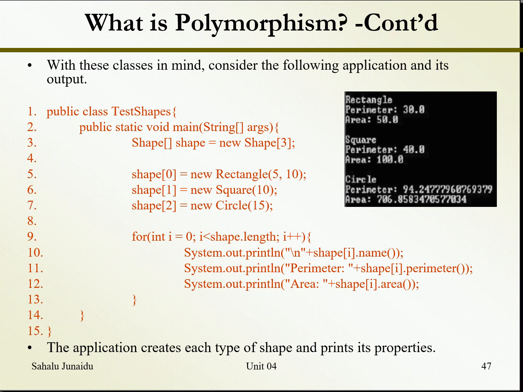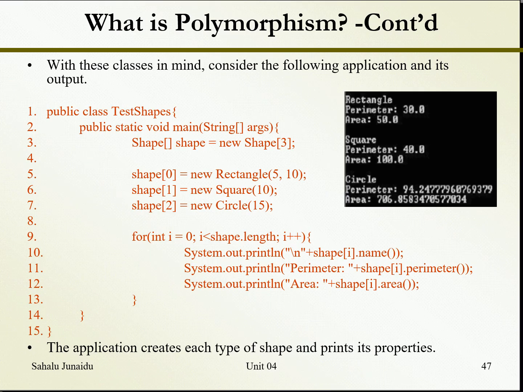Okay. So shape.length is the number of elements in the array. In this case, we have 3. So if we say i less than shape.length and the length is 3, it's going to stop at 2. So this will start from 0 through 2, and the increment is 1.